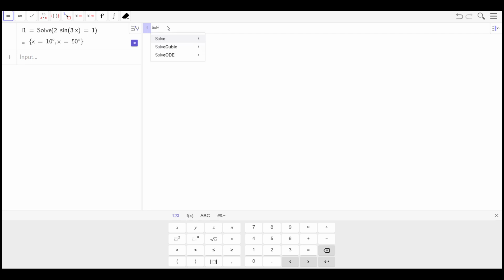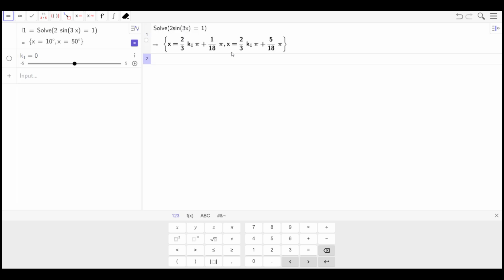Solve. So I go to solve, and I want to solve. I have more options here. Okay, it is an algebraic system, so it solves more exactly. So let me type the same equation. So 2 sine 3x equals 1. And then I press enter.